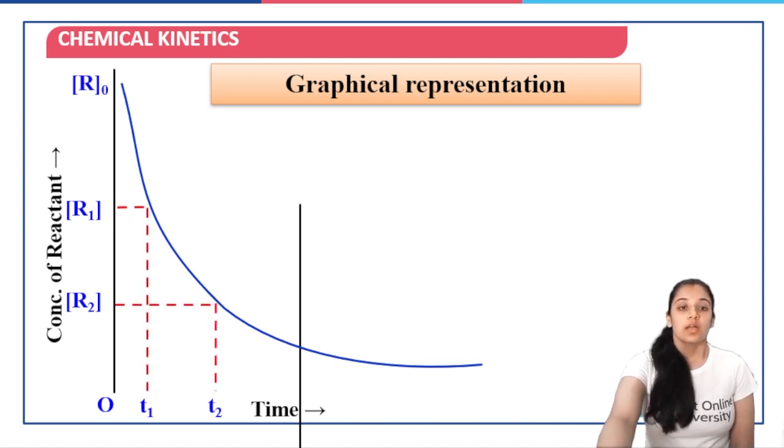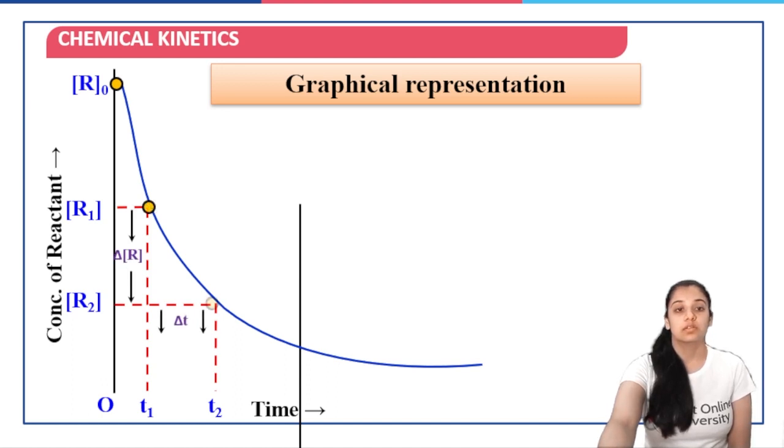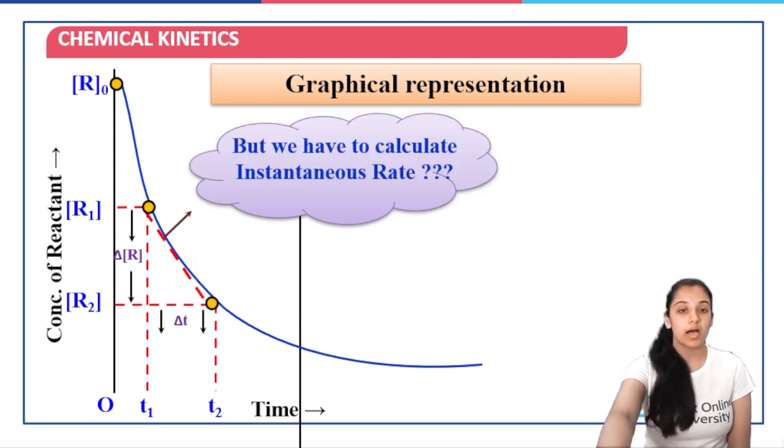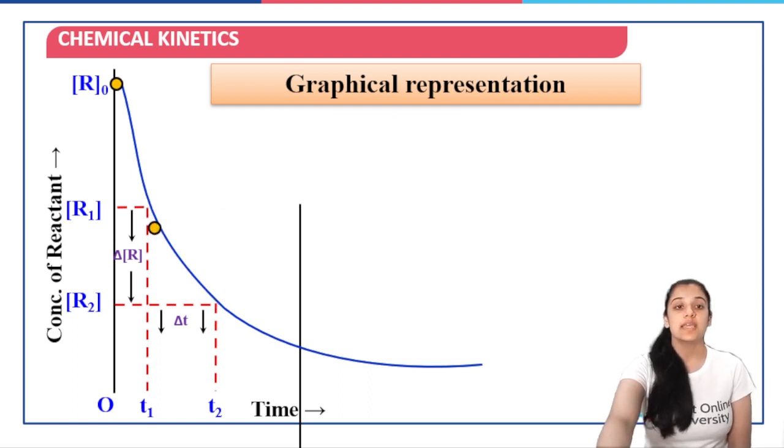So we know that R average is minus delta R upon delta T, that is minus of R2 minus R1 upon T2 minus T1. But how do we calculate the instantaneous rate? The instantaneous rate would be simply the tangent which is drawn at one particular instant of time that is asked to us. Okay, this is how we draw the tangent.